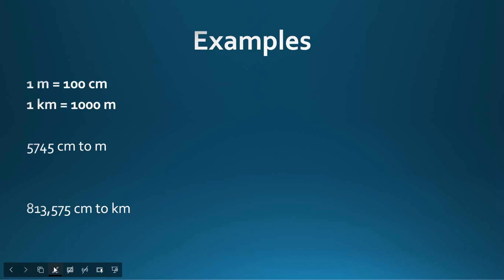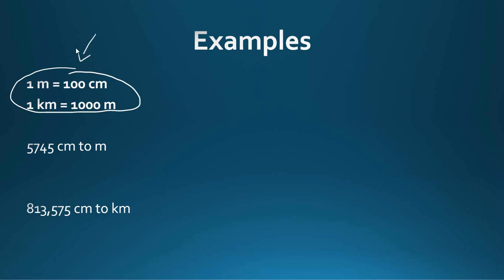Okay, so I think it really makes sense once we do some examples. Right here, what I'm giving you are our conversion factors. 1 meter is 100 centimeters, and 1 kilometer is 1,000 meters. So you'll use these conversion factors to ultimately do your dimensional analysis. All right, so let's do this first one together.